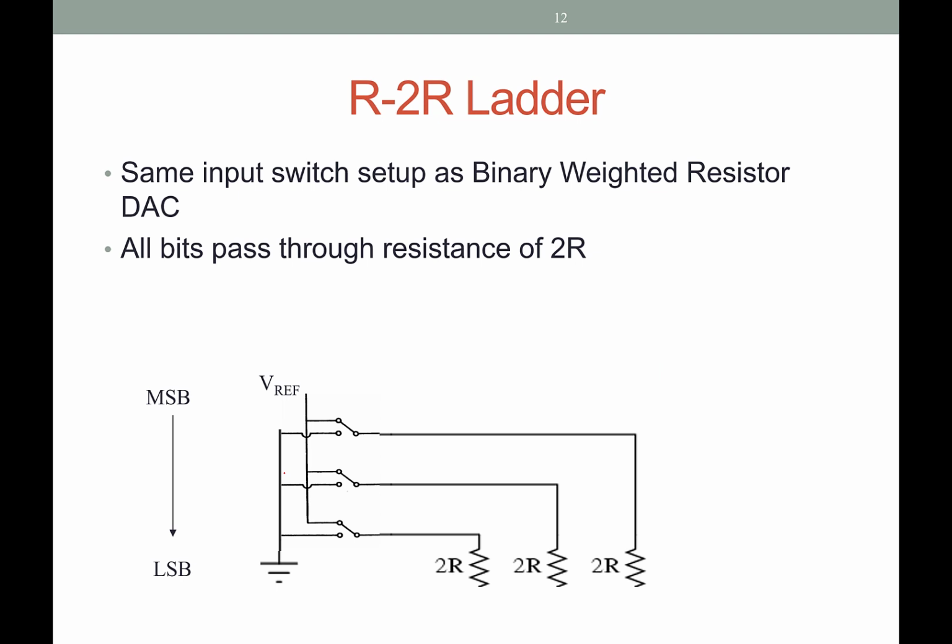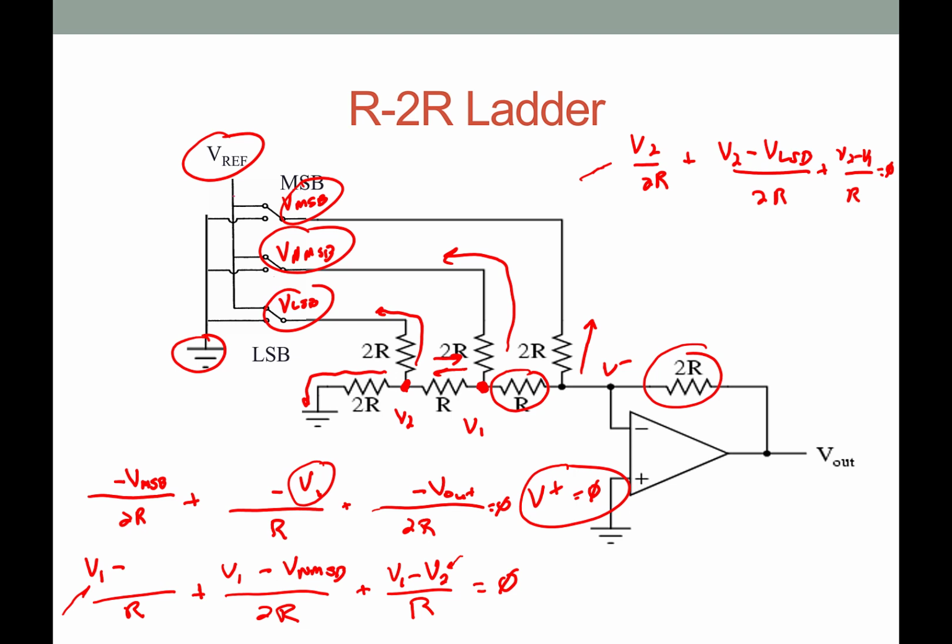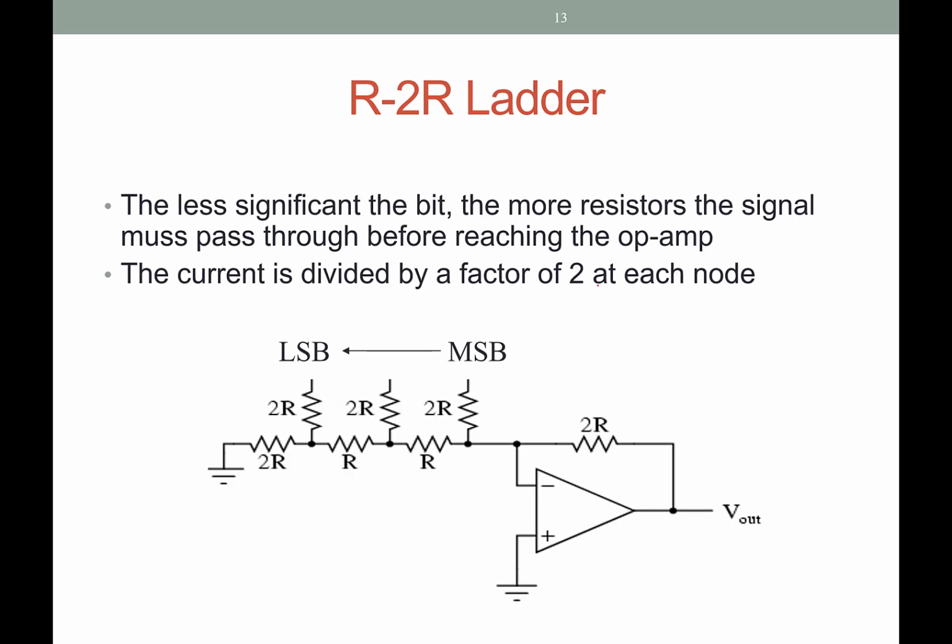And so basically what happens here is you can see it says the same input switch setup as the binary weighted resistor DAC, but all bits in this case pass through a resistance 2R. So what they're trying to show is this one goes through 2R, this one goes through 2R, this one goes through 2R. And then it says the less significant the bit, the more resistors the signal must pass through. So what that means is you got that 2R, but then it's got all this junk here, 2R and all this junk here, and so it's got to pass through more resistance. So it's basically doing the same thing that we were before, and it's dividing that current by 2 at each node.